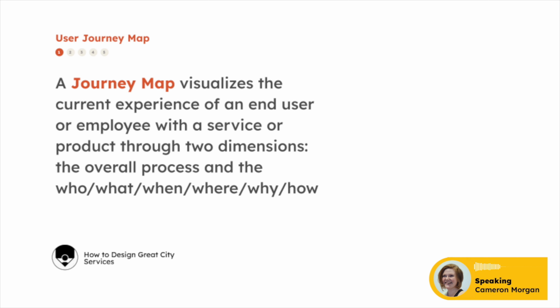So our journey map visualizes an employee or a customer's experience with your service. And it does this through two dimensions, both the overall process, what steps they're taking, right? And you can start to see not only the who, but the what, when, where, why, how. How are they actually grappling with this? How we'll walk through these is I'm going to show the layout of what a journey map looks like, and then we'll see an application with our special events work.